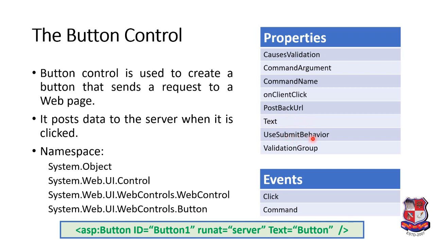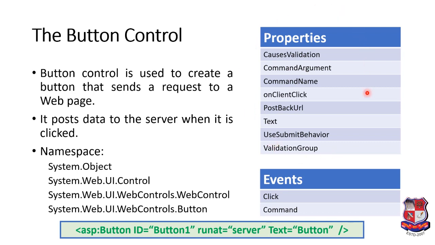Next is UseSubmitBehavior. It is used to obtain or set a value indicating whether the button control uses the client browser submit mechanism or the ASP.NET postback mechanism to submit the data to the server. Next is ValidationGroup. It is used to set or obtain the group of controls for which the button control causes validation when it posts back to the server.